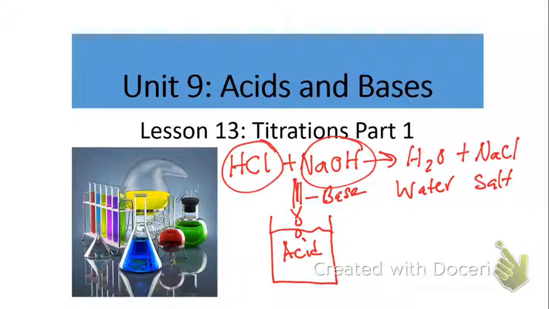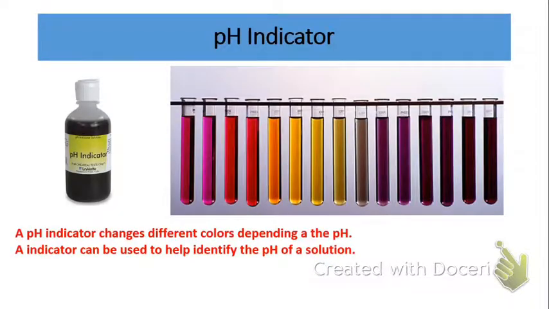Okay, but before we go on with any more with titrations, I want to talk about pH indicators. They are important in the process of using the acid-base titration technique. A pH indicator is a chemical, usually a weak acid, that essentially changes colors at various different pHs. Because it changes colors at different pHs, an indicator can be useful to help identify the pH of the solution.